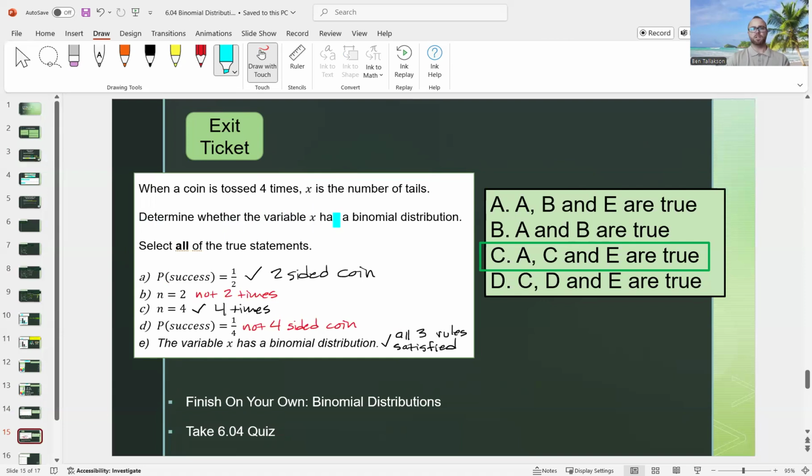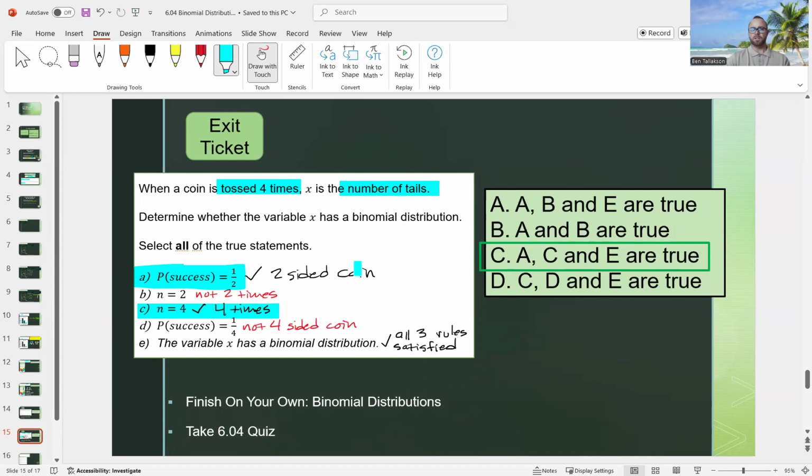When a coin is tossed 4 times, X is the number of tails. Determine whether the variable X has a binomial distribution. Select all of the true statements. Okay, a coin is tossed 4 times, X is the number of tails. So there's already a fixed number of trials, tossed 4 times. We see that there. X is the number of tails. Since they're mentioning tails, that tells us they want tails. That would be a success. And if we're talking about a coin with 2 sides, that probability is 1/2 every time.